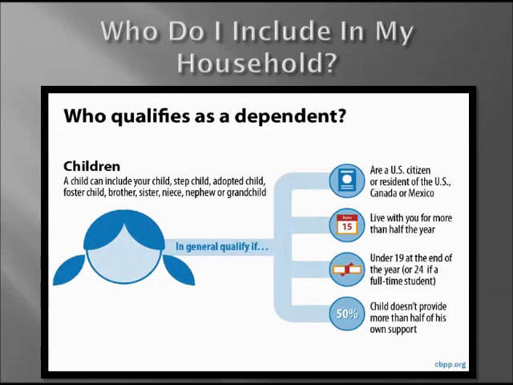For children, it can include your child, a stepchild, an adopted child, a foster child, brother, sister, niece, nephew, or grandchild, and in general qualify if they are a U.S. citizen or resident, live with you more than half of the year, are under age 19 at the end of the year, or 24 if a full-time student, and the child does not provide more than 50% of their own support.